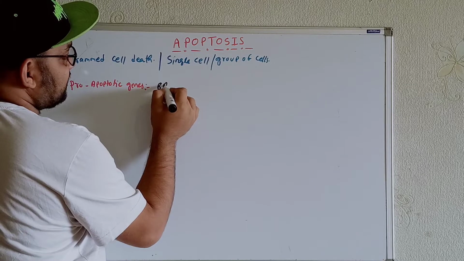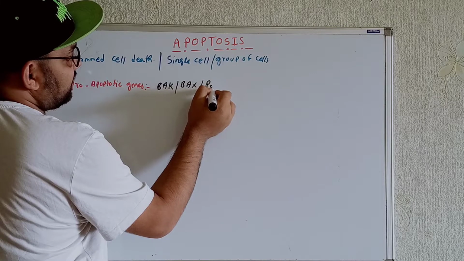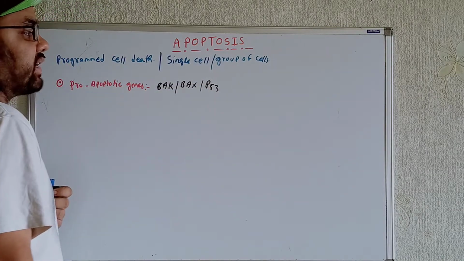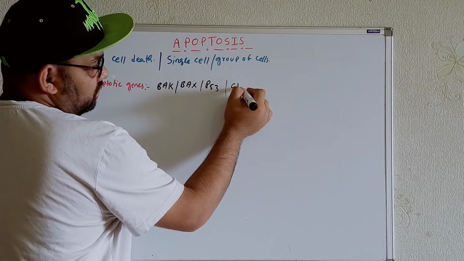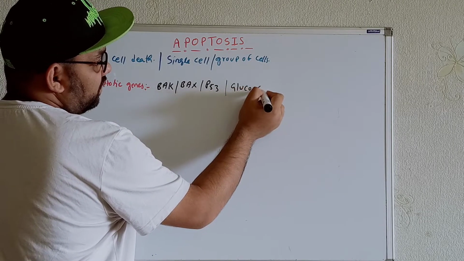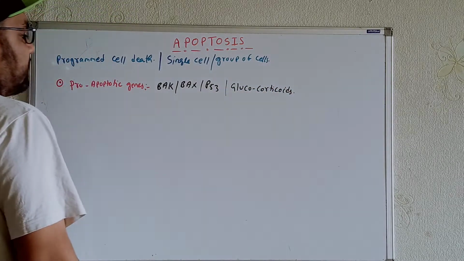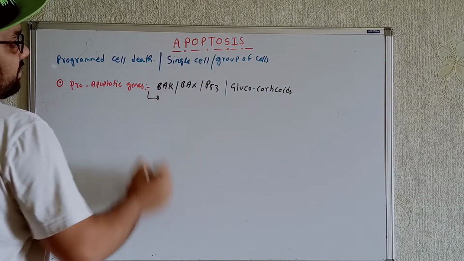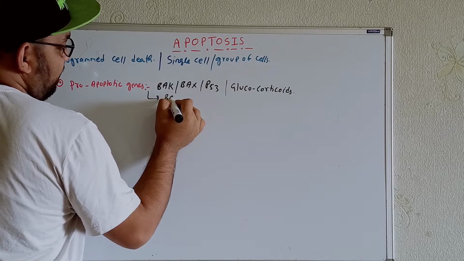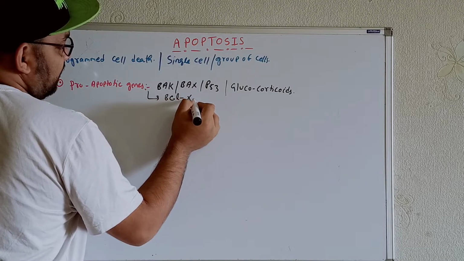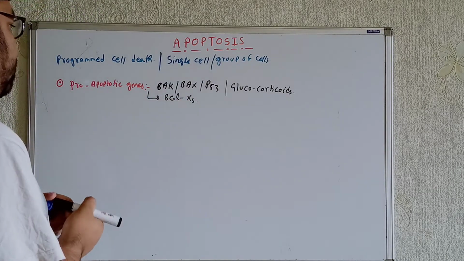They are the BAX genes, or the P53 genes, and certain types of drugs can also stimulate apoptosis, for example glucocorticoids. Another gene that came up in a recent exam is BAK. These genes can also stimulate the process of apoptosis.